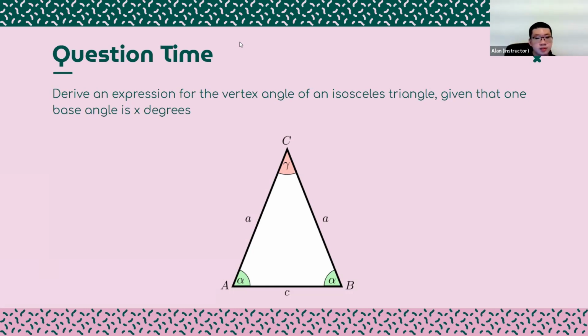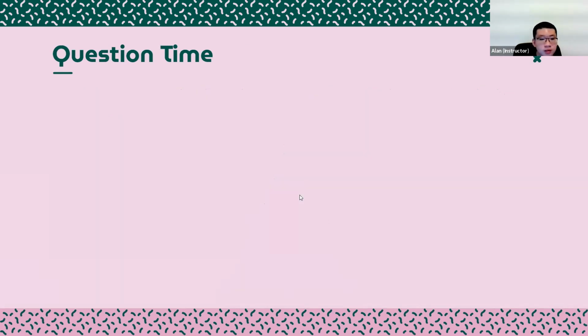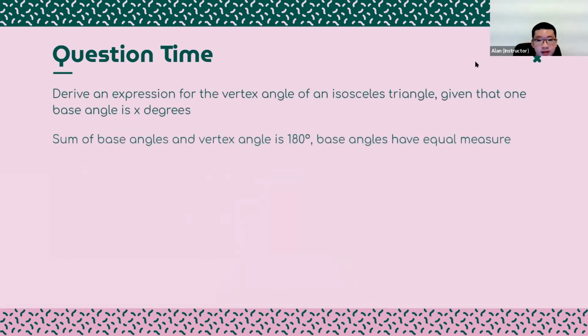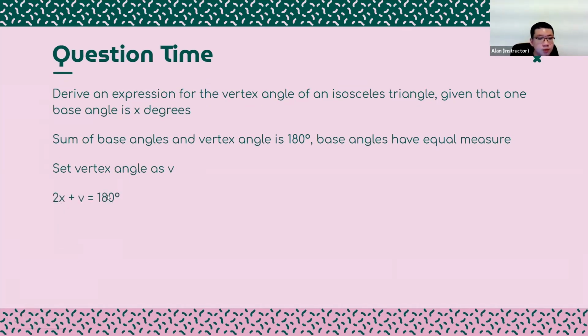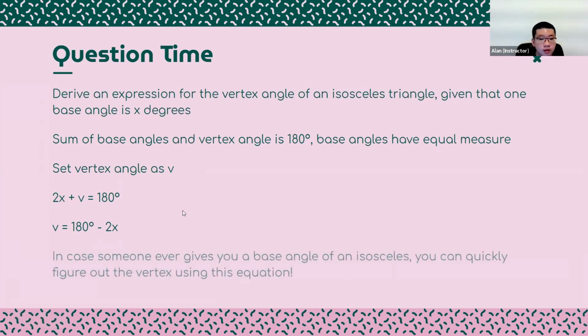Alright, I think it's been 2 minutes, so now we're gonna go over the answer. So, once again, you use the fact that the sum of all the angles is 180, and you also use the fact that the base angles have equal measure. So, you can set the vertex angle as v, and we already set the base angle as x. So, 2x plus v is gonna equal 180. So, you subtract 2x from both sides to get that v is equal to 180 minus 2x. And so if you need to figure out what the vertex angle is, you can use this equation easily.